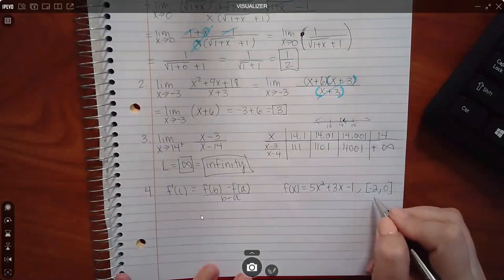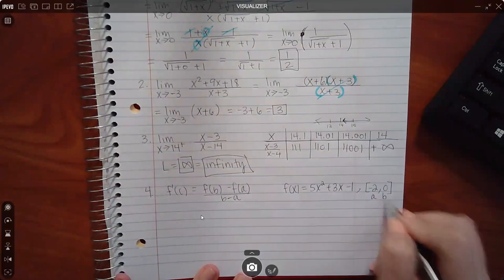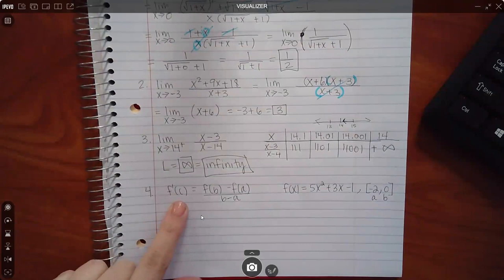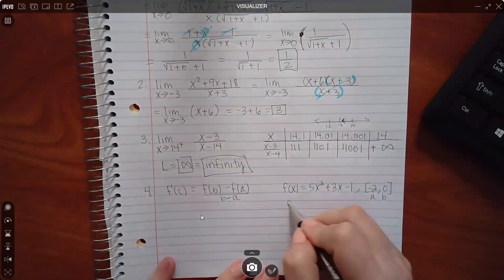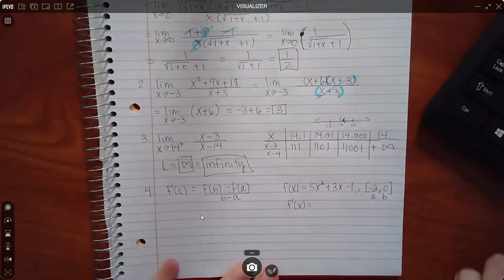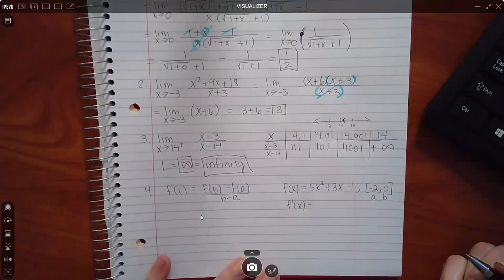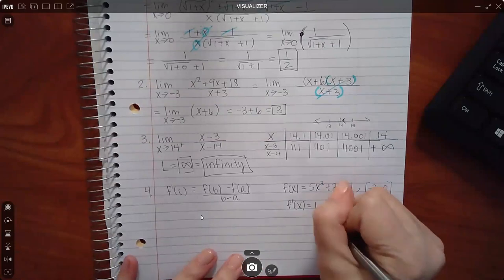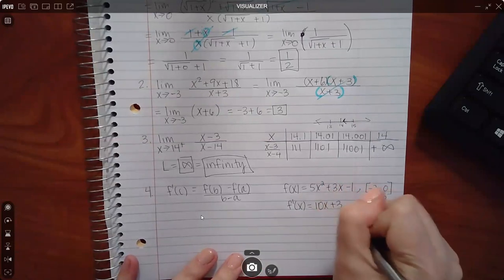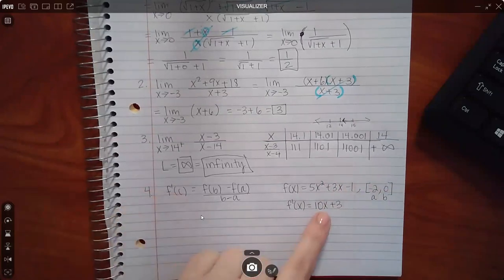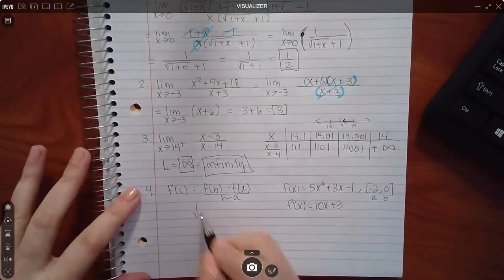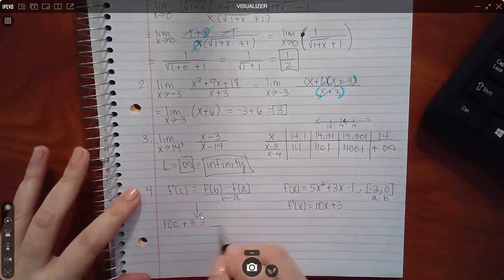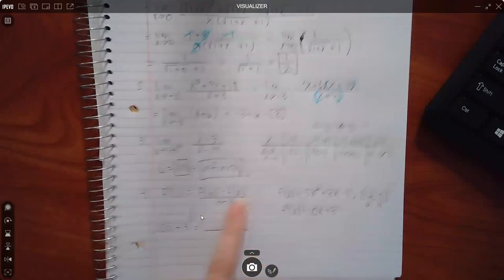So this is A and this is B. Notice I need the derivative, right? to find C. So what is F prime of X? Mm-hmm. 10X plus 3. Good. So according to this, if I plug C into there, this would be 10C plus 3. And then I would have to do this thing.